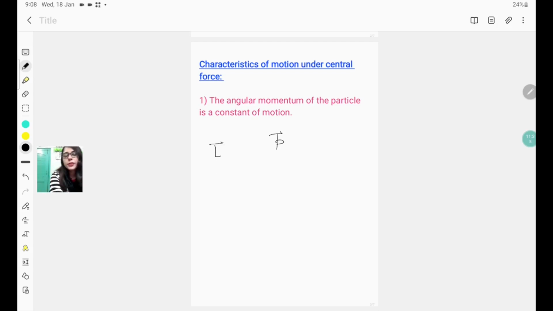So what is the relation between the angular momentum and the linear momentum? L is always equal to r cross p, where p is the linear momentum, r is the position vector or the distance vector, which we already have mentioned before, and L is the angular momentum. These terms are very important in rotational dynamics. In place of p, the linear momentum can be written as m into v, where m is the mass of the particle and v is the velocity of the particle.